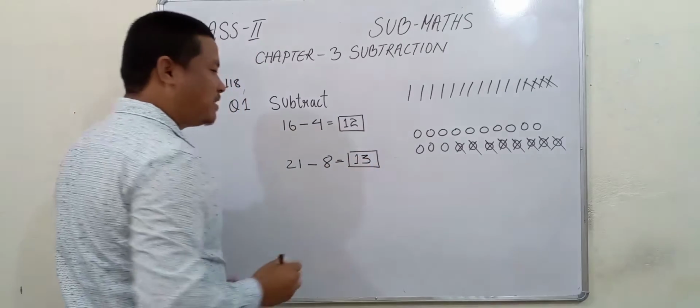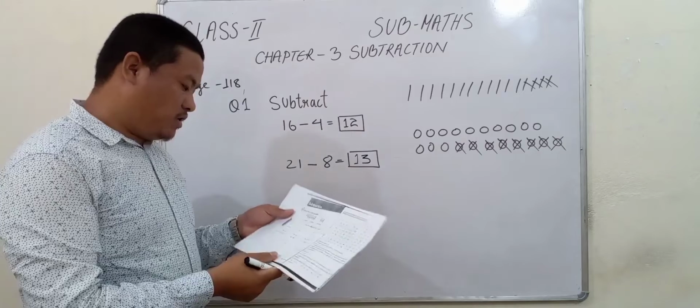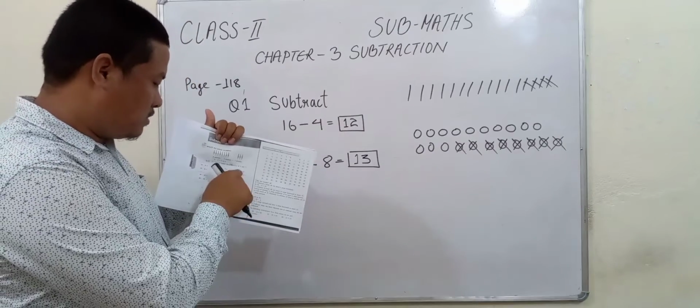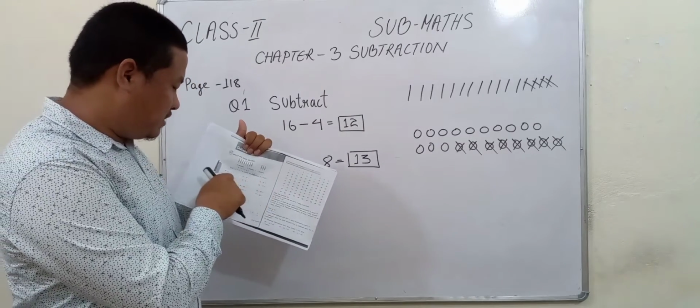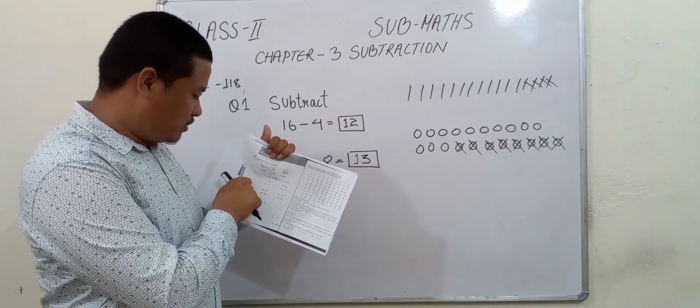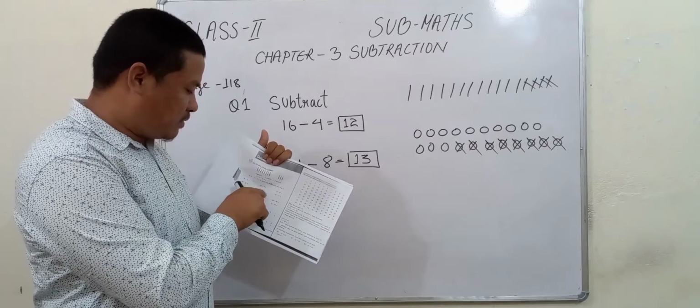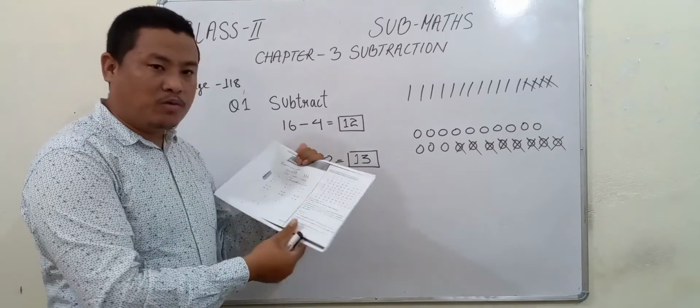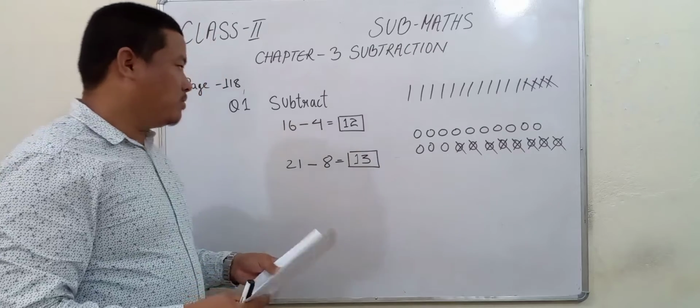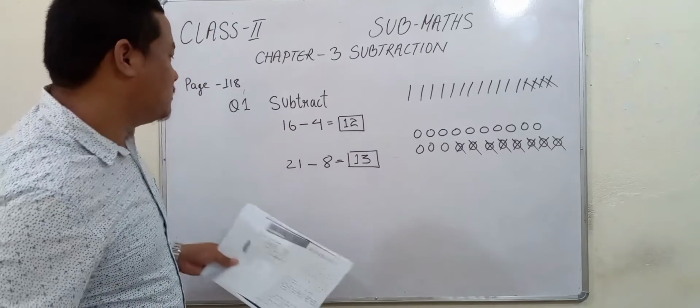So the remaining questions: 12 minus 9, 21 minus 9, 18 minus 5, 14 minus 11, which you have to practice at home. And one more thing.